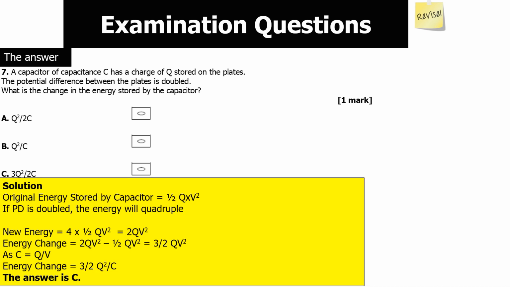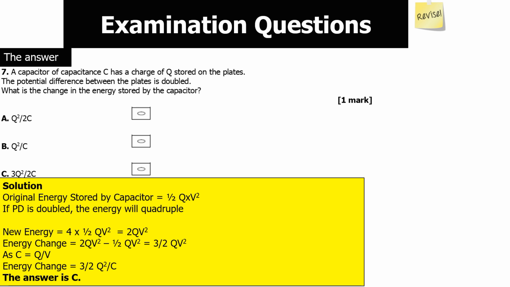Well, the original energy stored by the capacitor is equal to a half QV squared. The equation is given to you on the equation sheet. So if the potential difference is doubled, therefore the energy will quadruple because E is directly proportional to V squared. So the new energy is equal to 4 times a half QV squared, so therefore it's 2QV squared.